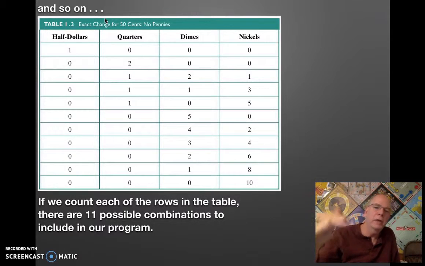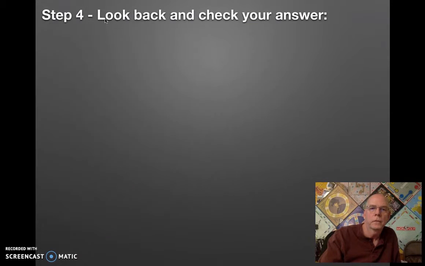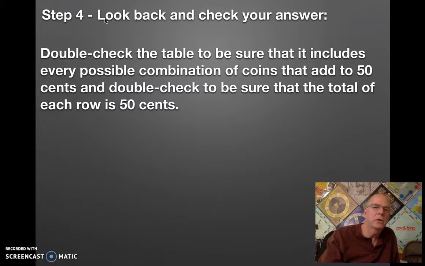So if we count how many rows there are, because it's how many different combinations we came up with, there are 11 different combinations to come up with 50 cents. Okay, to look back and check your answer, you're going to have to double check the table to make sure that you got every possible combination of half dollars, quarters, dimes, and nickels that add up to 50 cents, and then double check to make sure that the total of each row is 50 cents. And then maybe double check that you did count correctly to get to the 11.